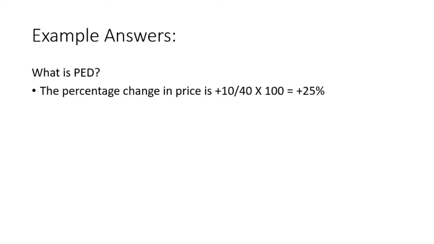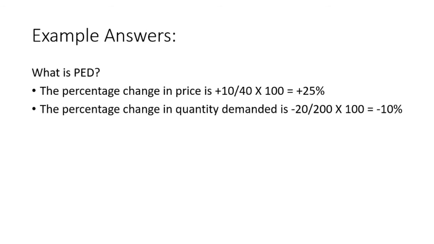So first of all, what is PED? We have to first work out the percentage changes. First, the percentage change in price. It was an increase in price from £40 to £50, a difference of 10 divided by the original of 40 times 100, which is a 25% increase in price. The percentage change in quantity demanded: it started from 200 and went down to 180. So that's minus 20 divided by the original 200 times 100, which gives us a minus 10% change in quantity demanded.